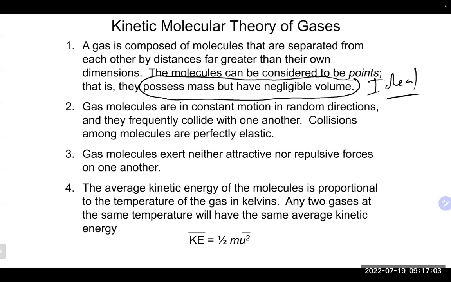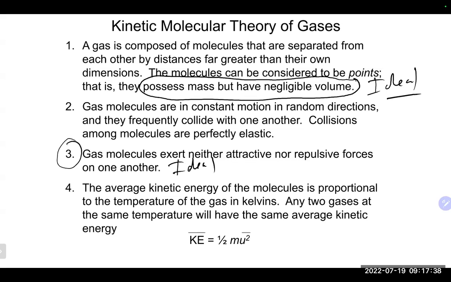Gas molecules obviously are in constant motion. It is the collisions that occur. The collisions among molecules are perfectly elastic. The collisions are what cause the pressure, but the molecules are perfectly bouncing off of each other. They're not really affected by the other molecules that are there, and that way there's no effect on the total pressure as they bounce around in there.